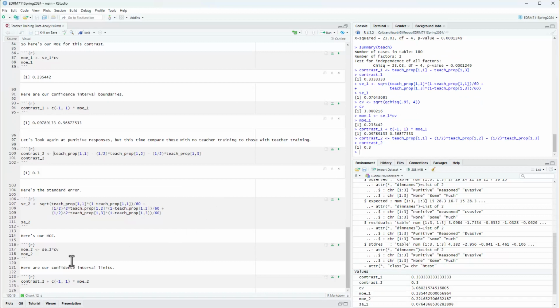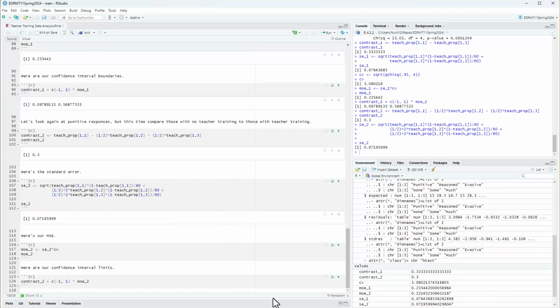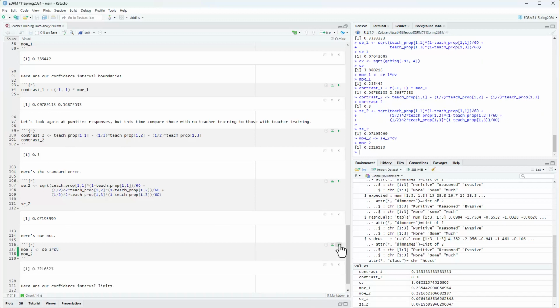If I then get the standard error of that, I have, again, the proportion punitive and not punitive multiplied together in the no teacher training group, the same with the some teacher training group, the same with the much teacher training group. What's different here is instead of a 1 squared, I now have a half squared. What about the minus sign? You don't need it because you're squaring. So I have a half squared for each of the teacher training groups, and I'm dividing again by 60 because there were 60 in each of the teacher training groups. Here again is our margin of error. Notice I didn't have to calculate a new critical value. Once you calculate it one time for the Scheffé critical value, you have it.